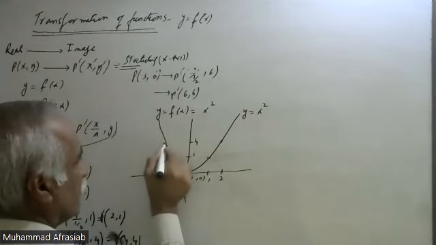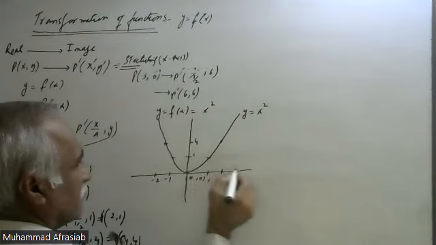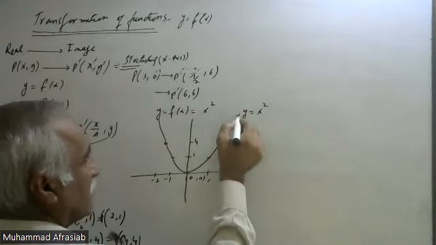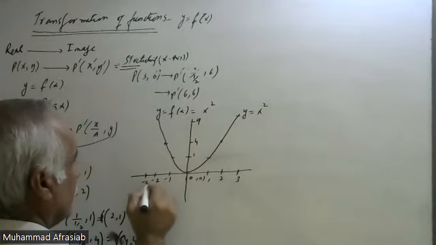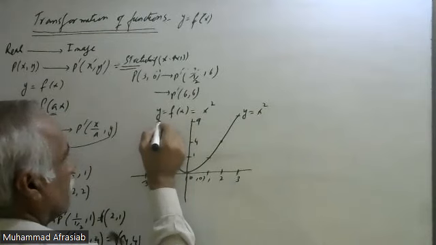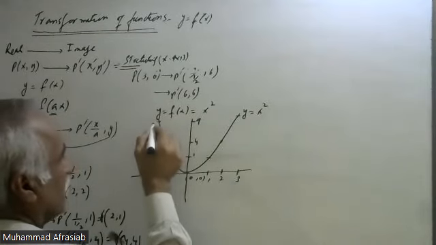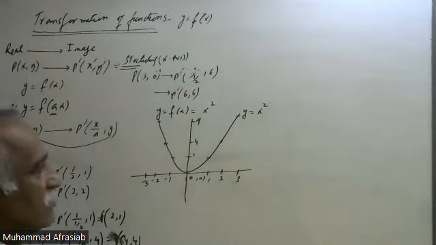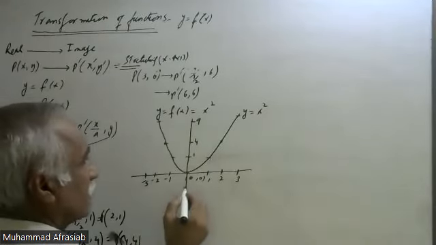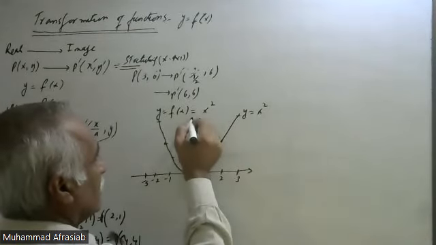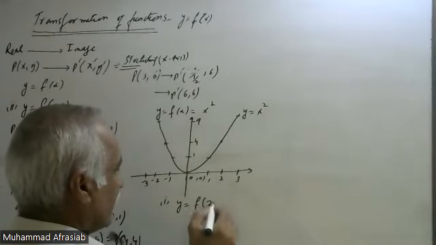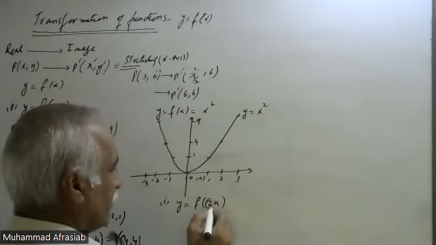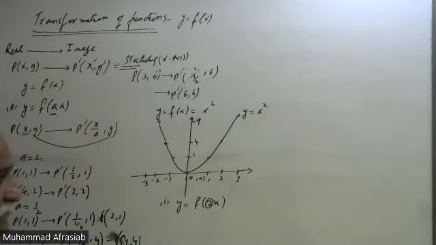For -2, it is also 4. For 3, let's say that is 9. And for -3, it is also 9 here. So this is the graph of y is equal to f of x. Now we have to draw the graph of y is equal to f of ax, where the value of a is equal to 2.